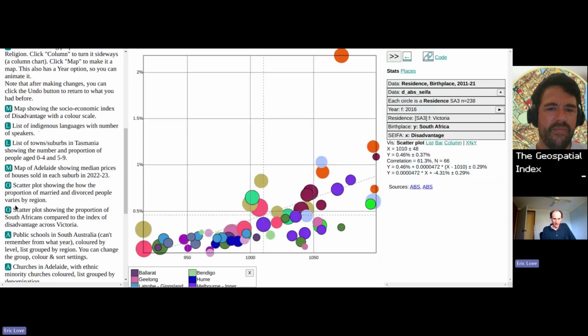So we can do complicated things like scatter plots. So this is each area in Victoria. X-axis is the index of disadvantage. So poorer places to the left, more well-off places to the right. And the Y-axis is what proportion of people were born in South Africa. So I use this to compare any two variables like that where, if they're both things I can look at geographically, you can compare the two.